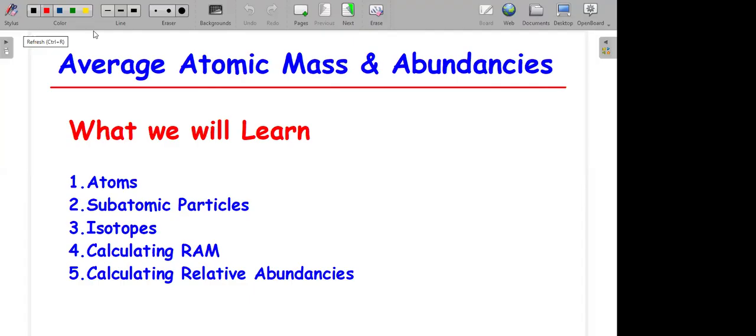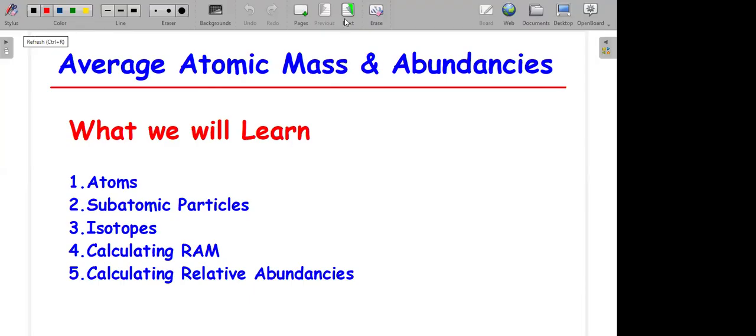Okay, so what we'll learn in this class, I've outlined it here. I'll start from the very basic concepts that you guys know. I'll start from the atoms, we'll define what the atoms are, and then we'll go to the subatomic particles. And then from there, we go to what we want to talk about today, which is isotopes and how to calculate the average atomic mass as well as calculate the relative abundances or the percentage abundances.